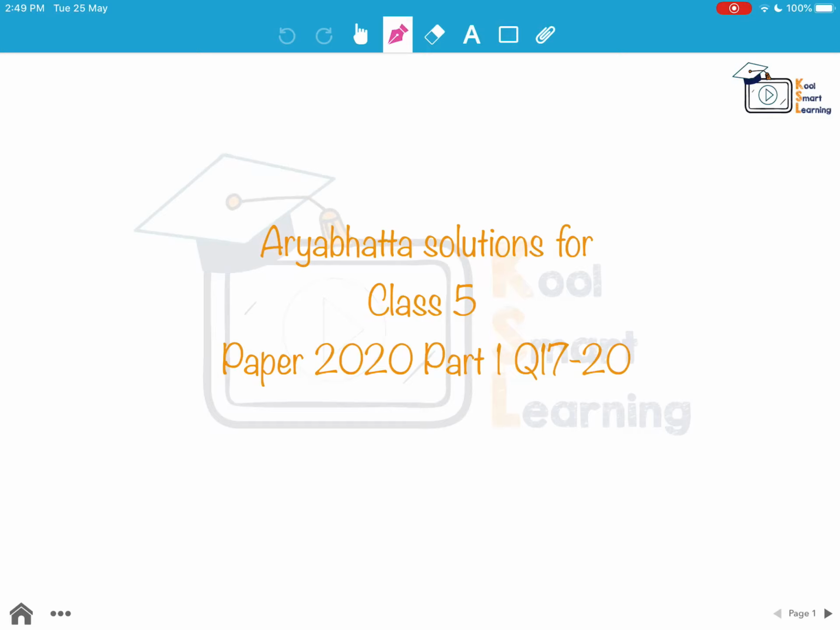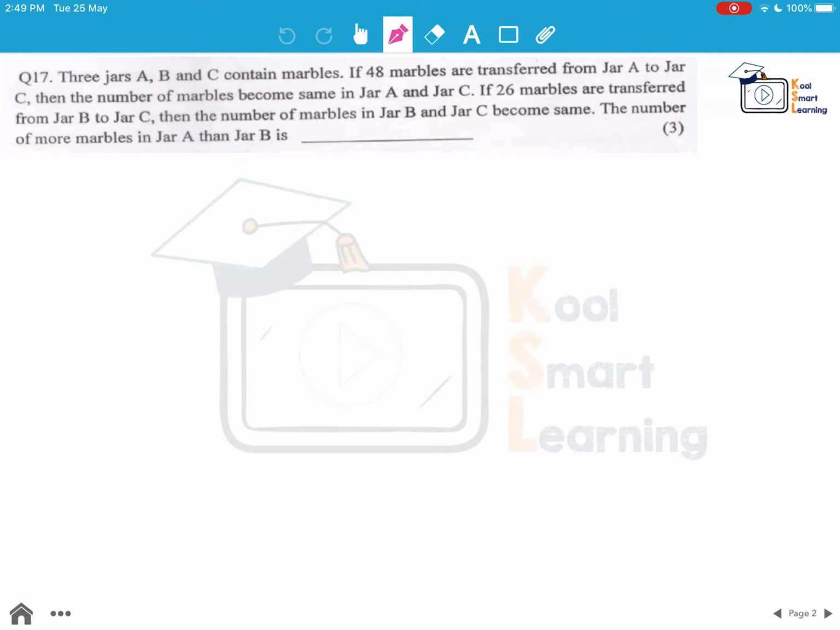Hello friends, in this session we are going to take up questions 17 to 20 of class 5 Aryabhatta paper 2020 part 1. So let's look at this question.